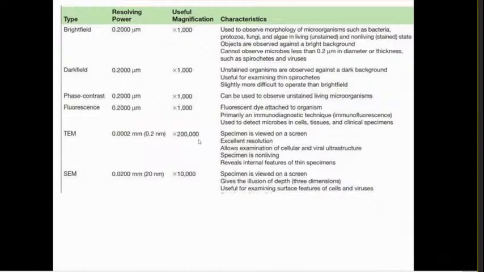In the TEM, you can resolve 0.2 nanometer, that is 0.0002 micrometer. In the TEM, the resolution is 0.2 nanometer. The SEM resolution is 20 nanometer. This is the output of the resolutions of all the microscopes, a microscopic comparison, because based on this they provide many questions.